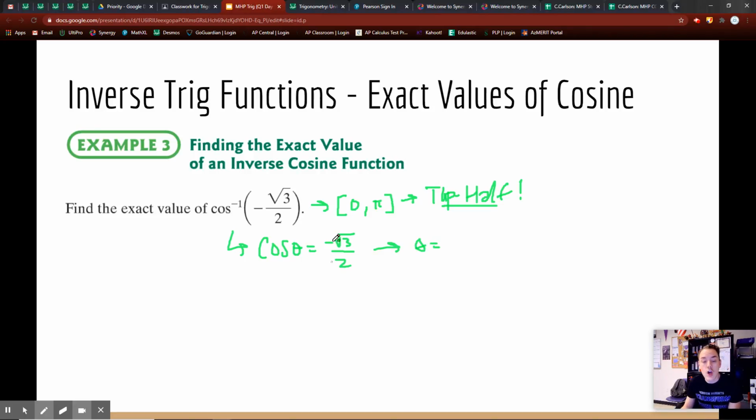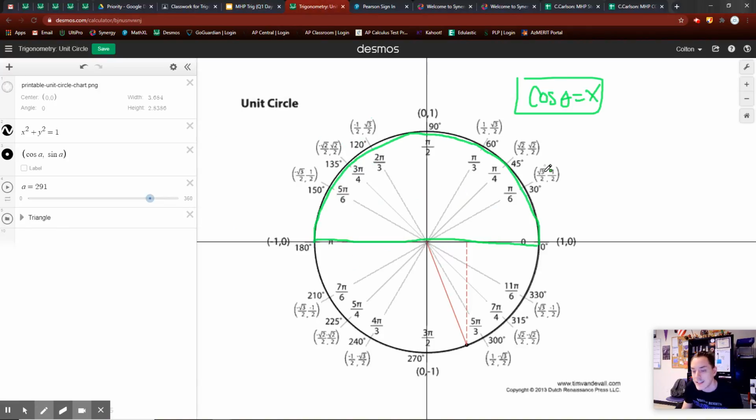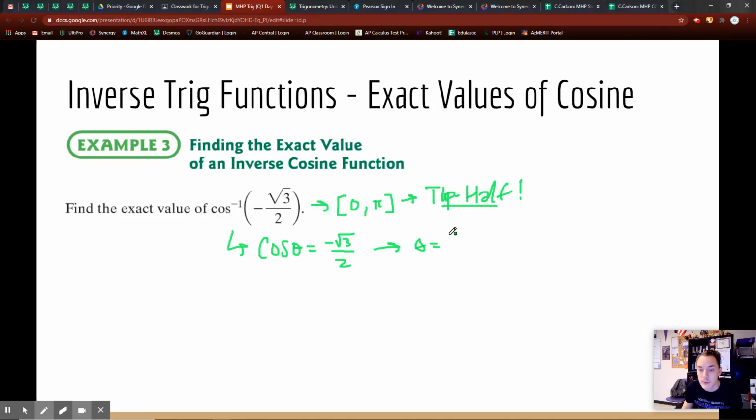Well, let's find out. What angle measure of cosine gives you negative radical 3 over 2 on the unit circle? Well, that's not radical 3 over 2. That's not negative radical 3 over... Oh, here it is. Negative radical 3 over 2. Is that what you wanted, Mr. Carlson, as cosine equals x? Yes! And since it's within my little green bubble here, that is my angle, 5 pi all over 6. So I'm going to write that down, 5 pi all over 6. That's my angle.